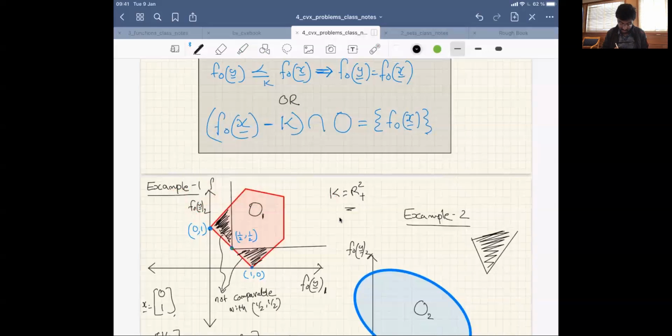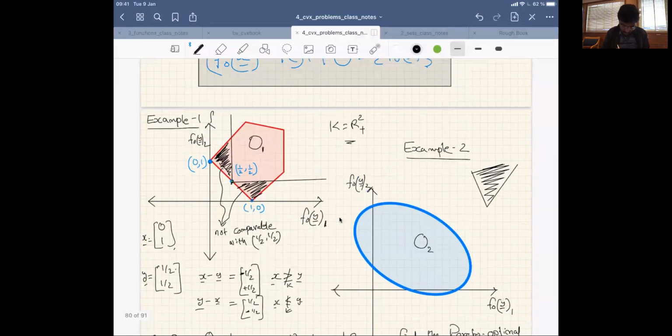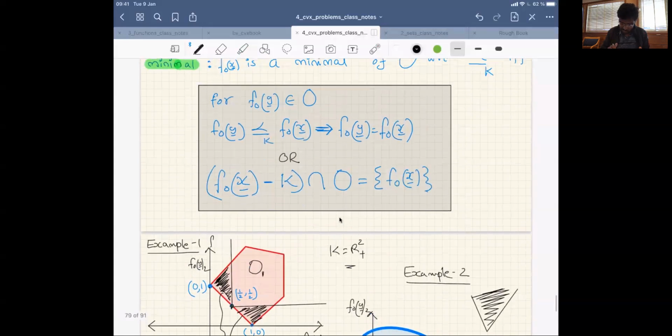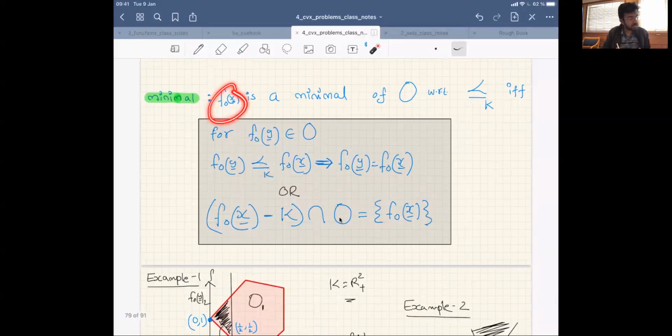In that case, you can say that this is an optimal or Pareto optimal point. Because how do you define a Pareto optimal point? This is a bit tricky. A point f0(x) is a minimal point, or in our case, we just call it a Pareto optimum. That means if f0(y) is less than f0(x), that can happen only when both are equal. It doesn't say that this should happen for all y in O, right?